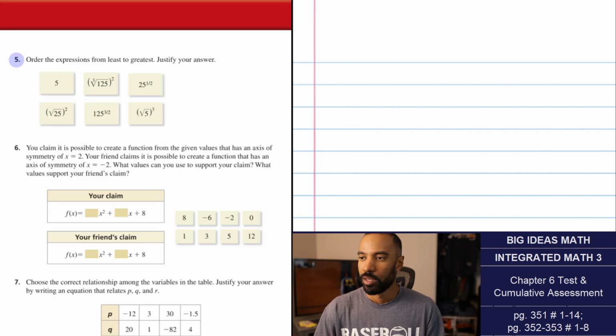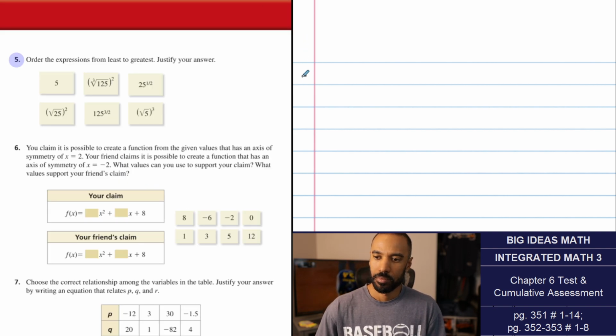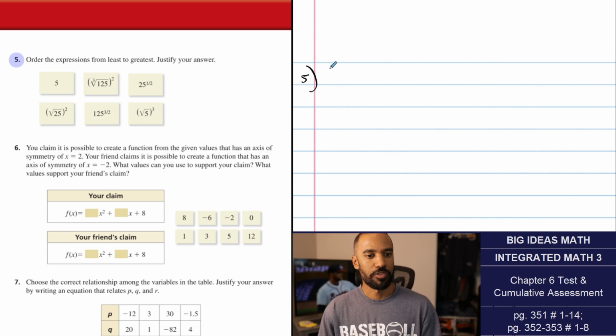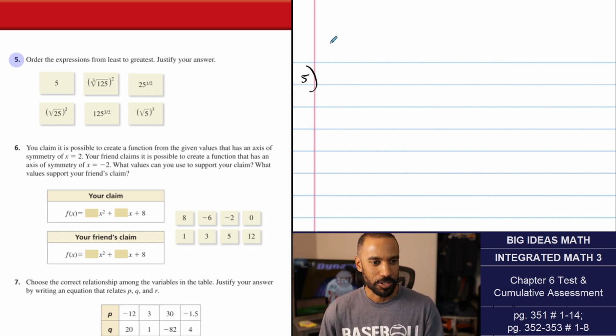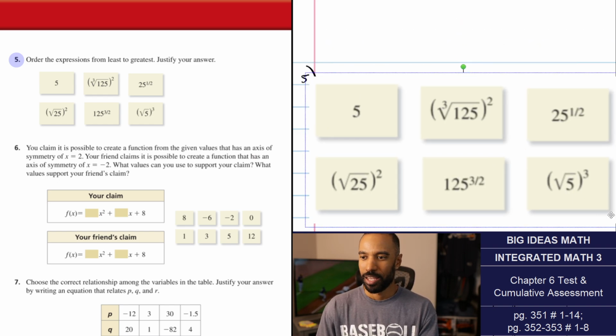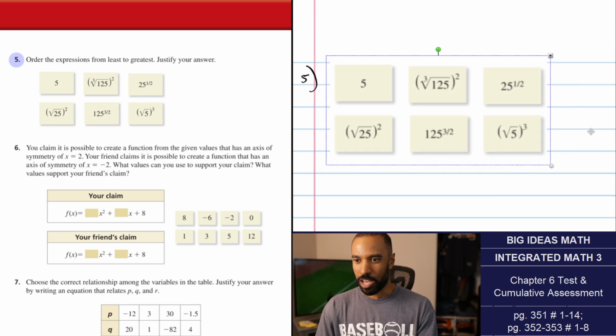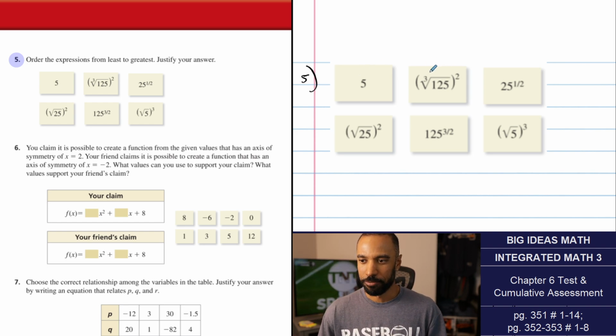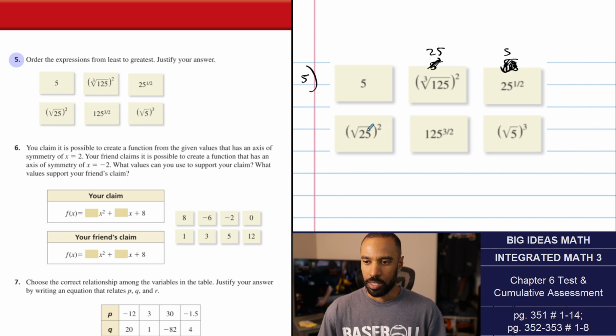Number 5. Order the expressions from least to greatest, justify your answer. Okay, interesting. Let's bring these problems over and evaluate them, because we can probably do rankings later as far as what's biggest and smallest. So this is 5. This is the cube root of 125 squared, which is 5 squared, which is 25. So that's obviously bigger. 25 to the 1/2 is the square root of 25, which is 5. This is the square root of 25 squared, which is 25.